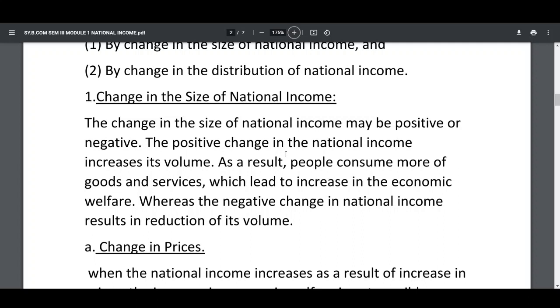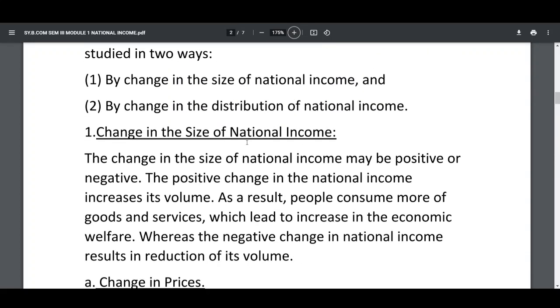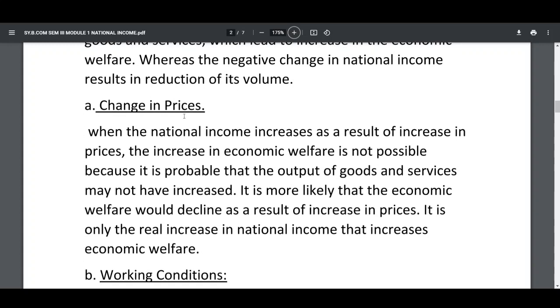The positive change in the national income increases its volume. As a result, people consume more of goods and services, which leads to increase in the economic welfare. Whereas, the negative change in national income results in reduction of its volume. Now, what are the factors influencing the size of national income? First, A, change in price.